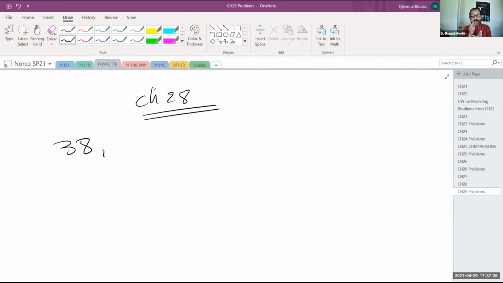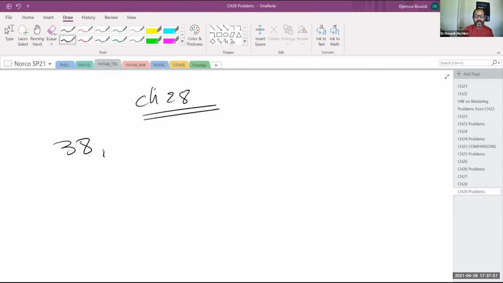So the first problem is problem 38. You will see that problem 38 is identical to a similar problem that we did in last week's midterm. That problem had to do with charge distributions, and we were supposed to calculate the flux of the electric field. Today, problem 38 will deal with finding the circulation of the magnetic field. The words are different.